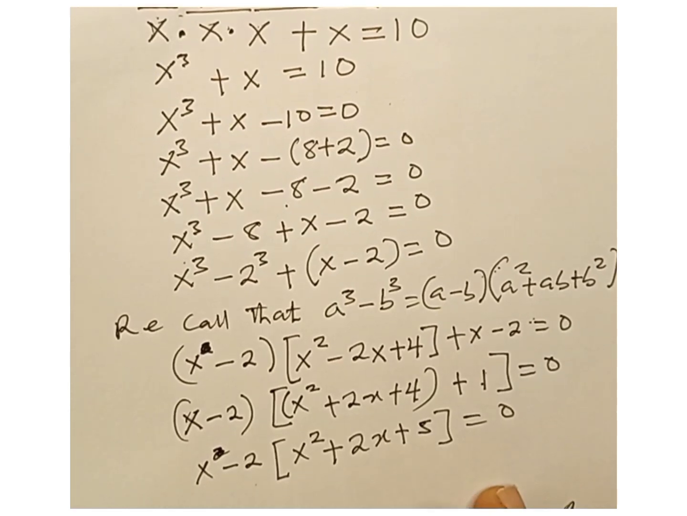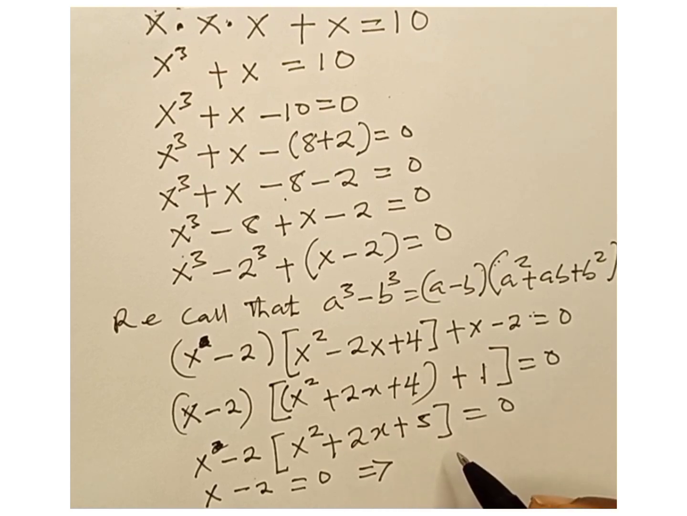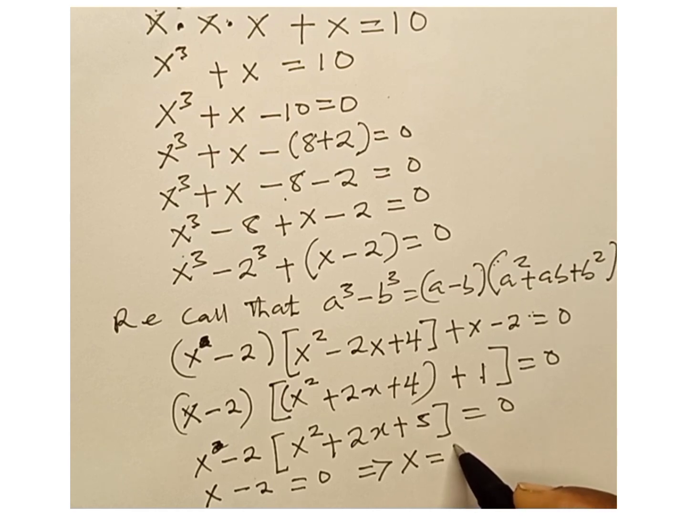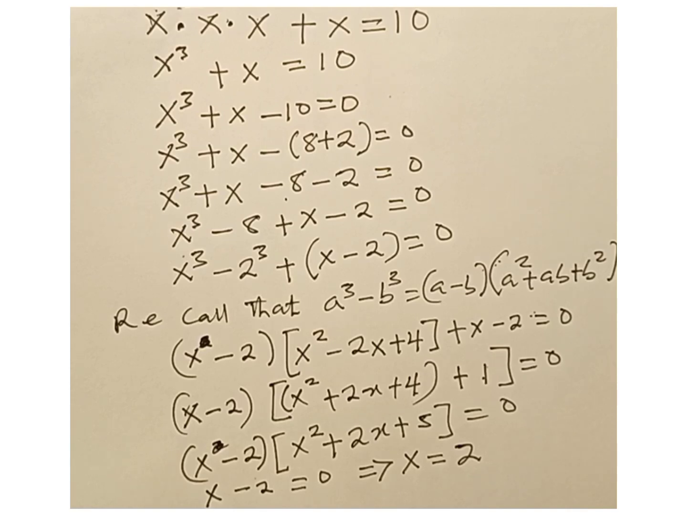So if we have this, we can state that the first solution will be x minus 2 equals to 0, implying that x equals to 2. So this will be the first solution. So if x equals to 2, then let us solve for the second solution to the question.